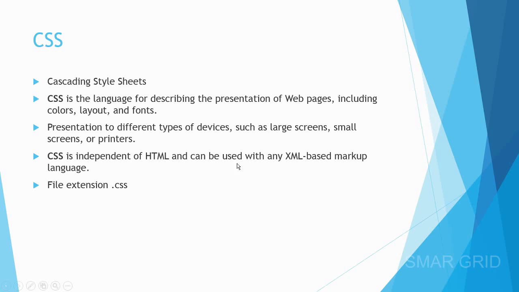CSS is independent of HTML and can be used with any XML markup language. XML markup language will be an additional concept, which will be very helpful for displaying the HTML page. Currently, in these HTML sessions, we will be covering only CSS with HTML. The file extension will be .css. In general, we save this cascading style sheet code in a different file with the extension .css, so that it can be used for multiple purposes. It can be used in multiple pages. For example, you can define a layout or color of a page or a table, and it can be used in different pages.